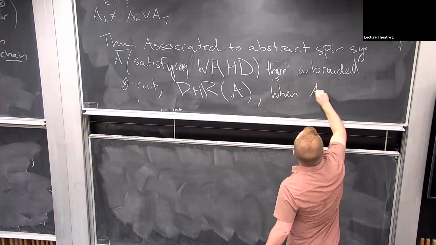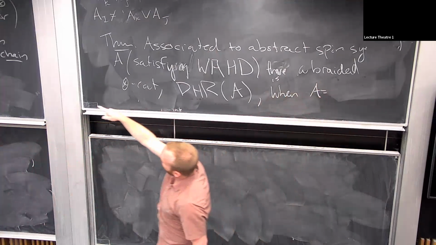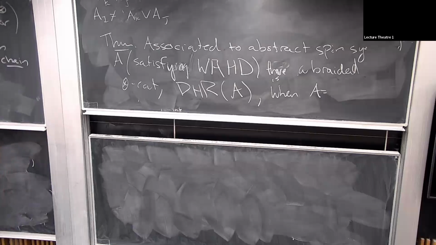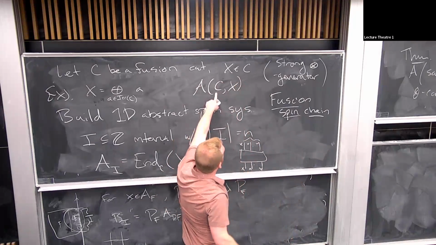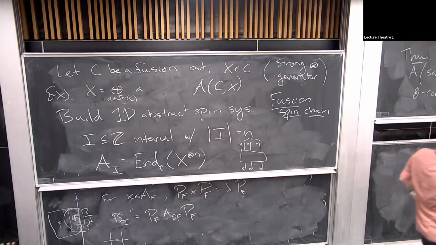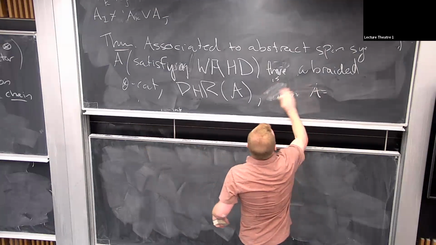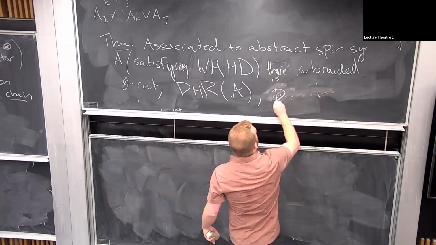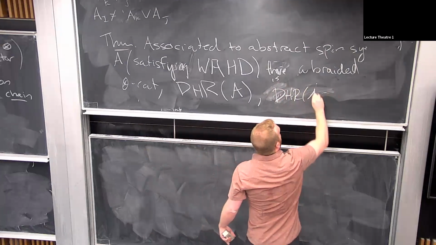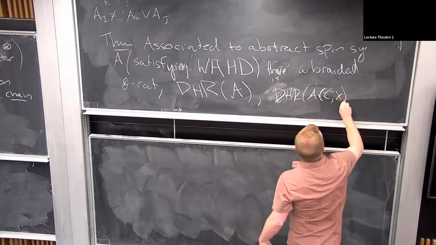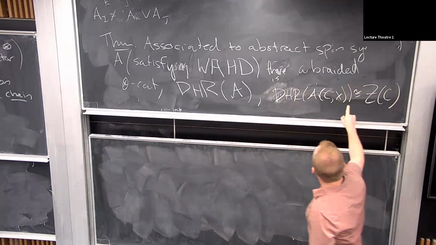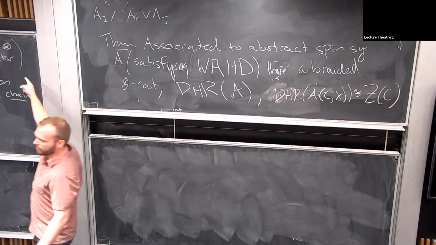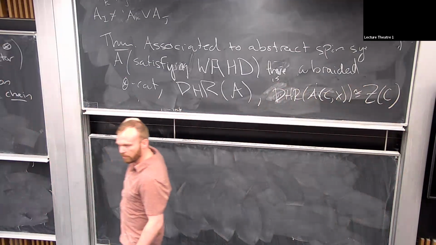When A is a fusion categorical net, let me give it a name. Let me call this A, C, X. It depends on a fusion category and a generator. And then I'll just say DHR of A, C, X is equivalent to the Drinfeld center as a braided tensor category. So that's where you need a strong tensor generator. This theorem's not true if you don't put that strong tensor generator.